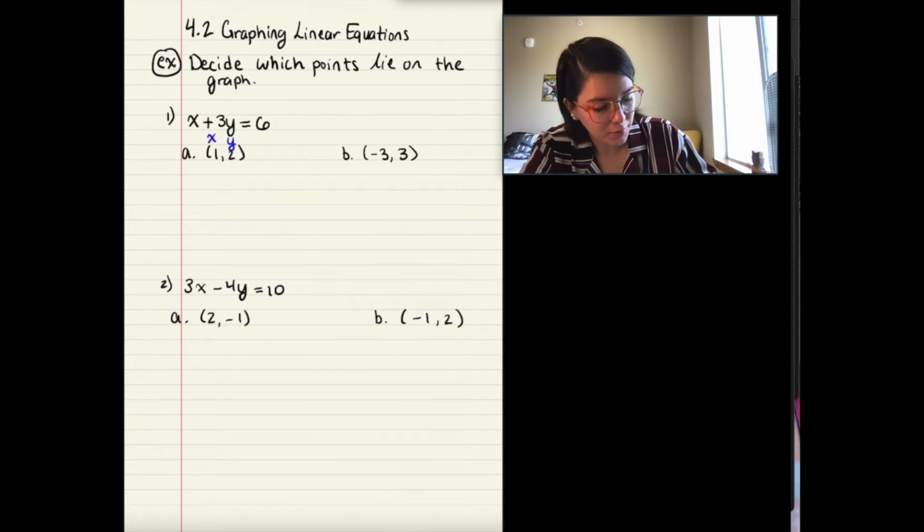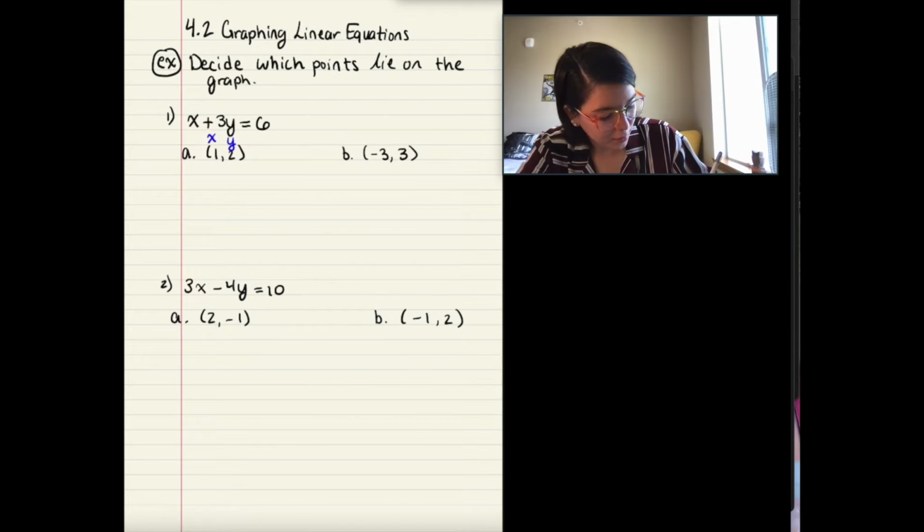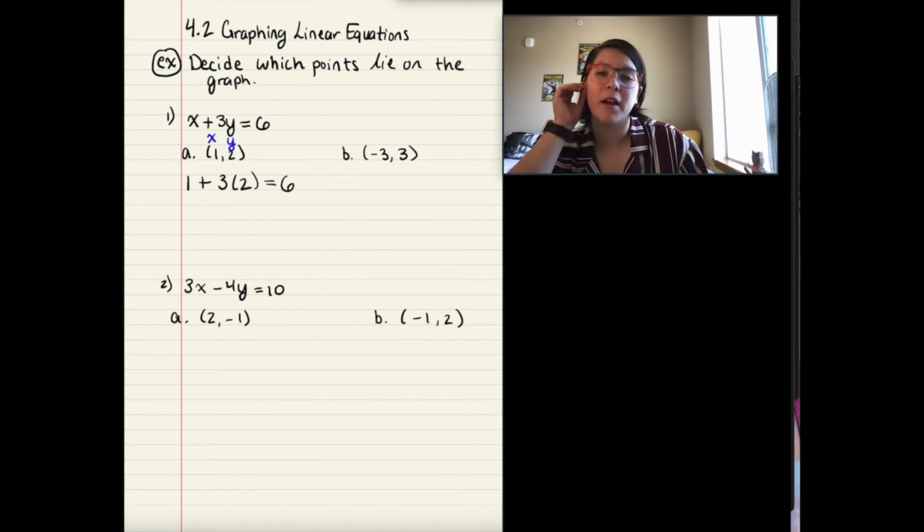So, if we know our equation is x plus 3y is equal to 6, then what we can do is take our x coordinate, and anywhere there's an x, plug in 1, and anywhere there's a y, plug in our y coordinate 2. So we'll have 1 plus 3 times y, which in this case our y is 2, equals 6. So our job is to figure out if that statement is true or not.